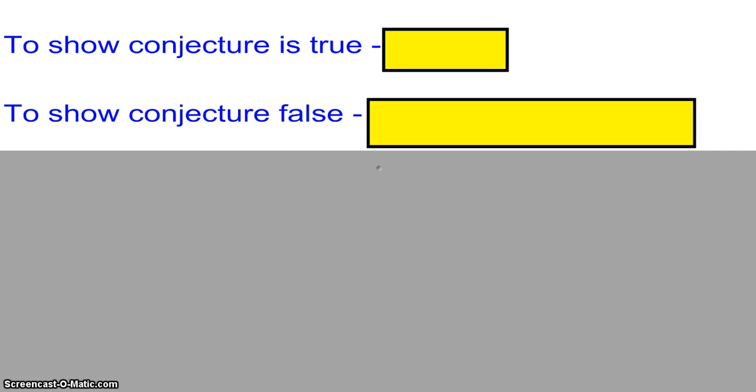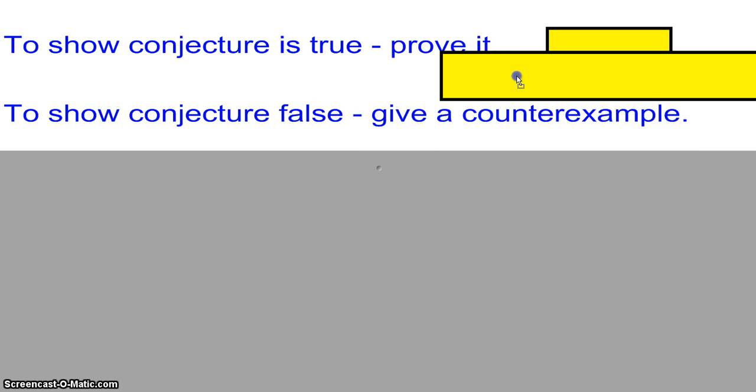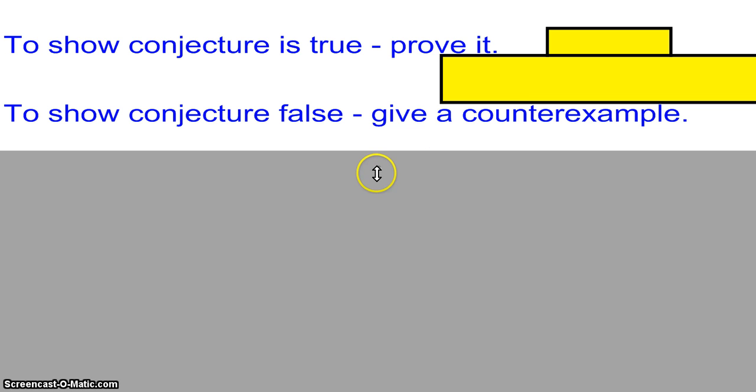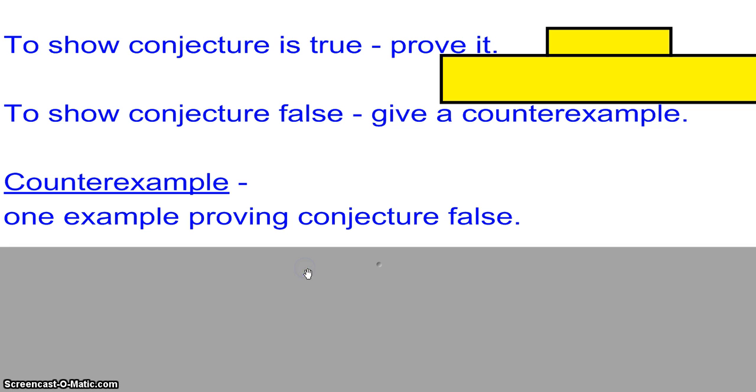So to sum it up, to show a conjecture is true or to show a conjecture is false, we experiment, don't we? We give examples, we find samples. So to show a conjecture is true, simply prove it with samples, examples. To show a conjecture is false, then give a counterexample. So we need to make sure we can define counterexample, and that would be an example that is shown to prove a conjecture false.